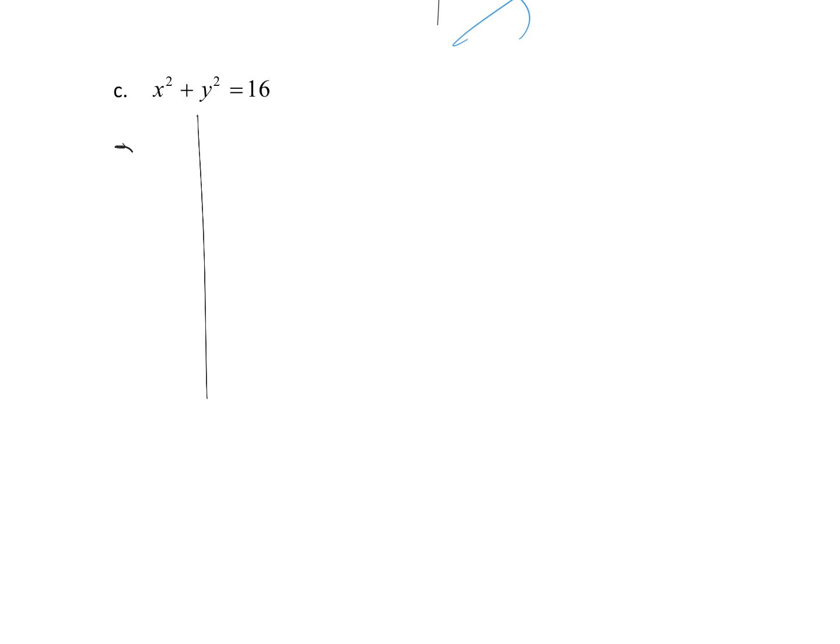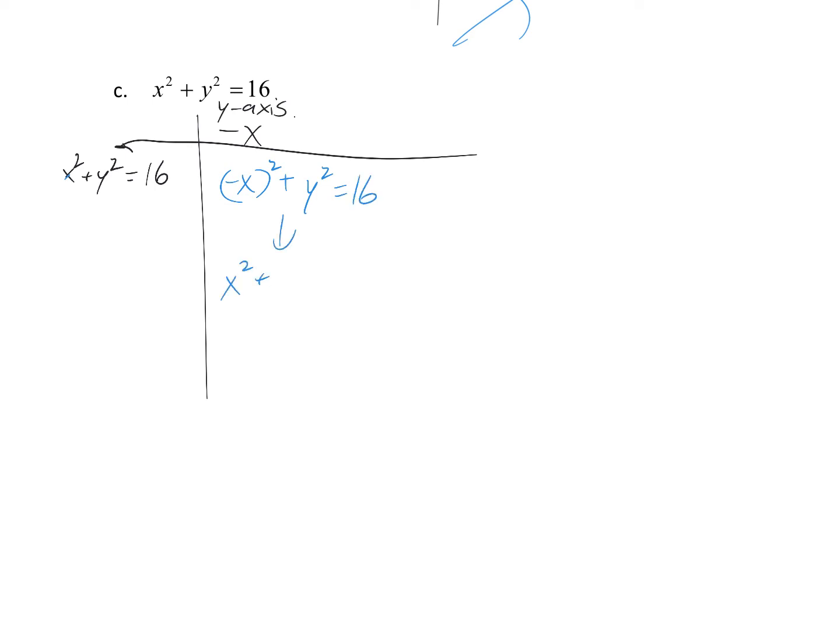If you tested it out yourself, there's a great way to check your work. x squared plus y squared equals 16. Let's start with negative x, which is going to be my y-axis symmetry. You might notice that the square is going to give me negative x squared plus y squared equals 16, and that is just x squared plus y squared equals 16. So this one seems to check out because the square cancels out the negative.